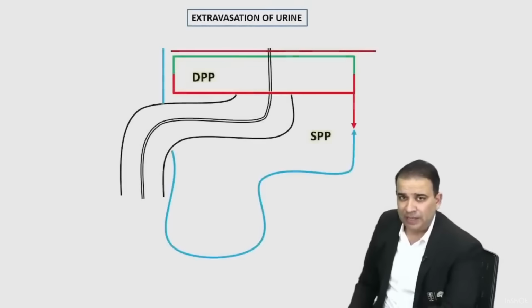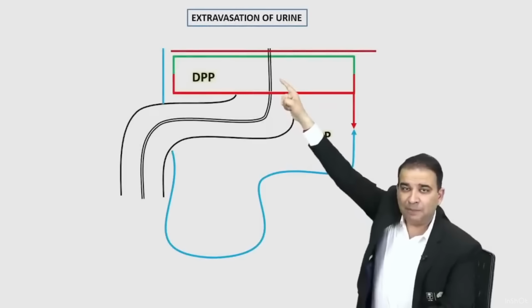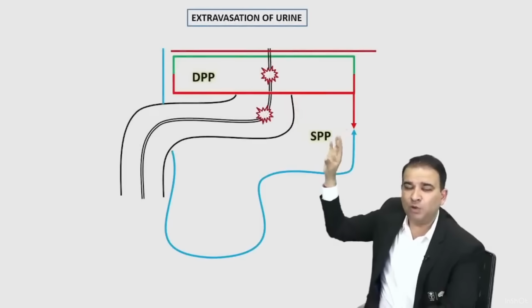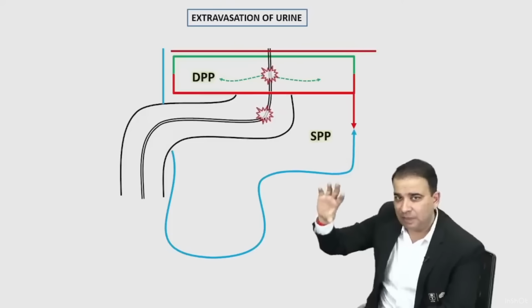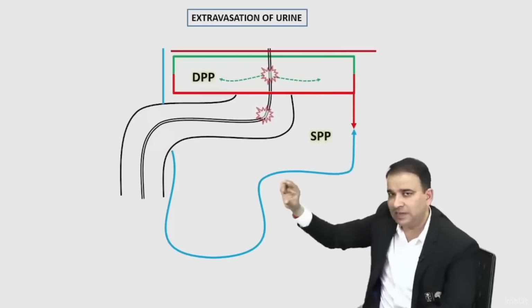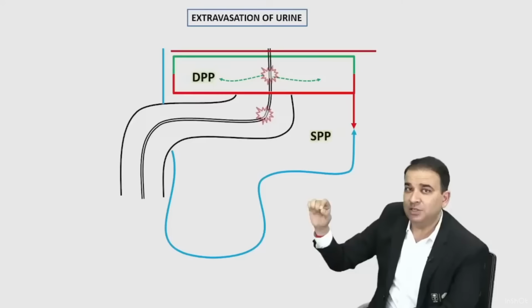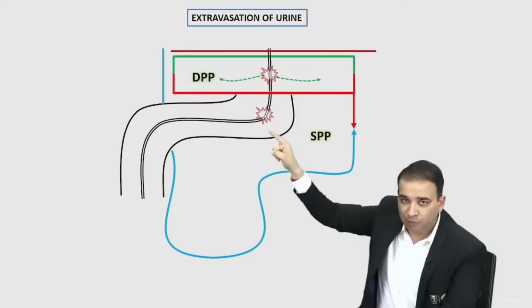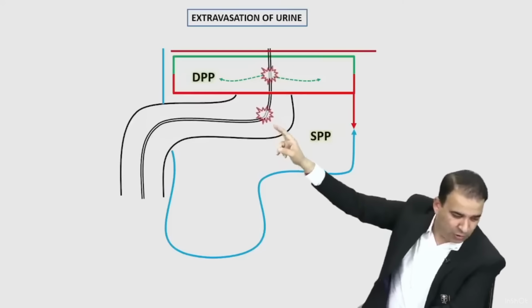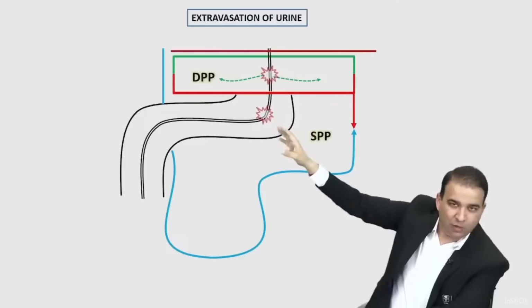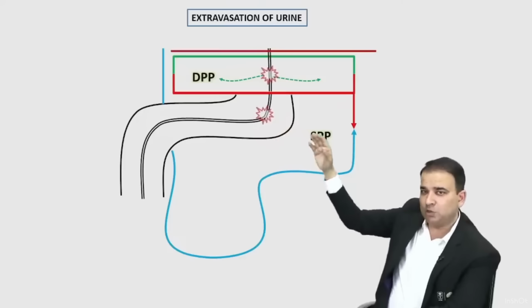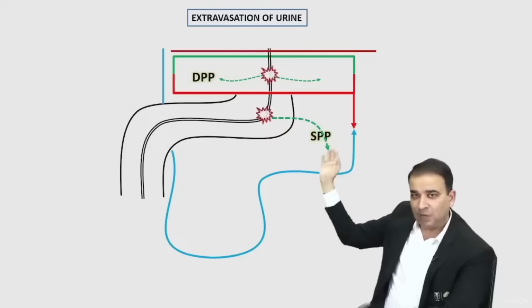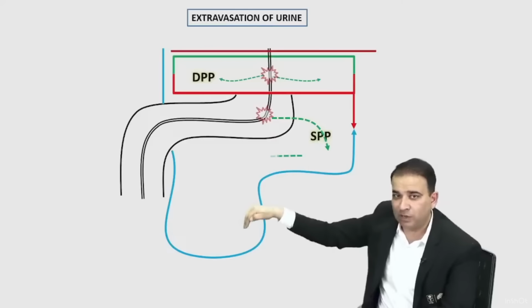Extravasation of urine. Now, if the injury is to this urethra, the membranous urethra, the urine will spill in what pouch? In the deep perineal pouch. Look at that. If the membranous urethra is ruptured, the urine will spill in the deep perineal pouch here. But if the injury is to the spongy urethra in the bulb of penis, the urine will first accumulate and can go into the superficial perineal pouch. Because the anterior wall is not there, it can go into the scrotum.